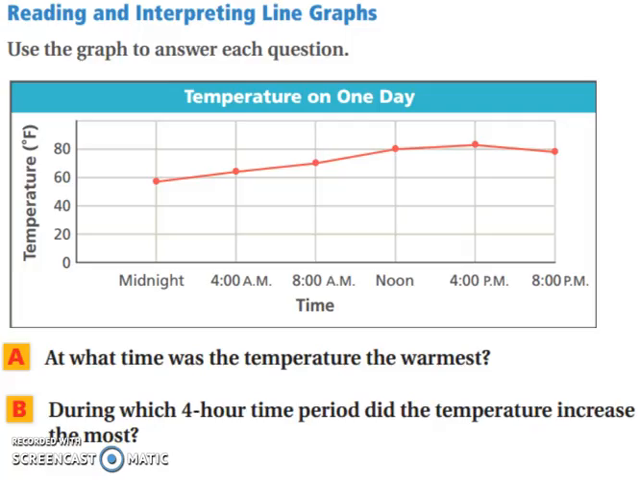So now let's practice reading and interpreting line graphs. We're going to use the graph to answer each question. Notice with a line graph, the axes are still labeled, there's still a title, and then based on the definition, it's made up of line segments, hence the word line graph. Our x-axis, this horizontal axis here, is labeled with time because a line graph is a graph over time. So at what time was the temperature the warmest? So you're going to follow your graph and look for when it was the warmest. So it was at 4 o'clock p.m.